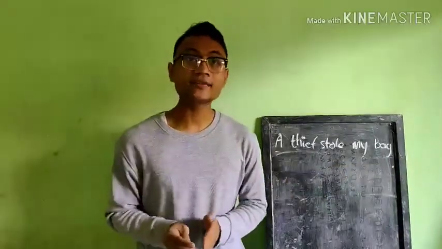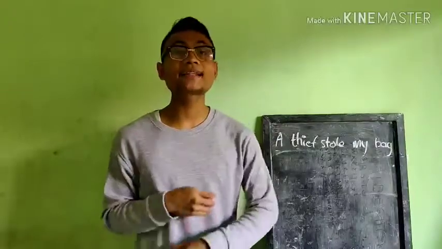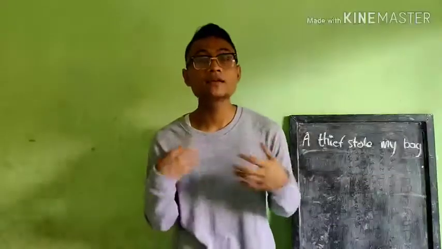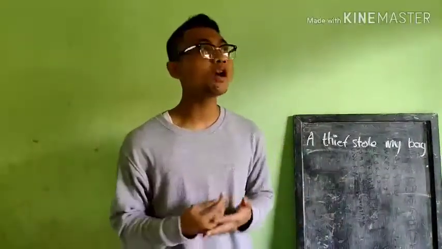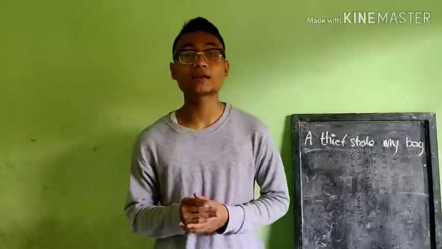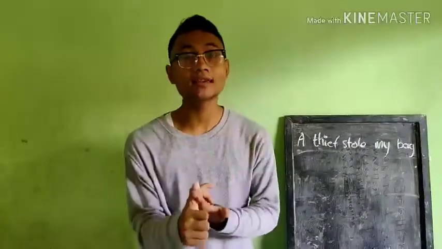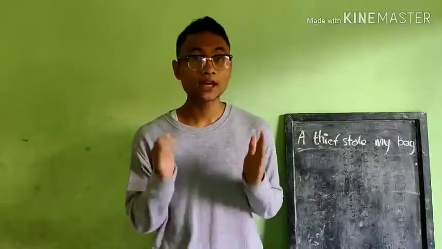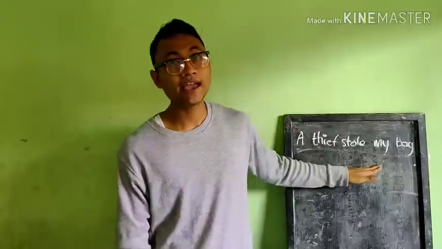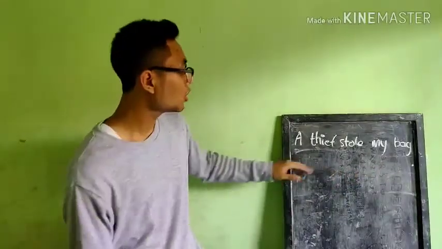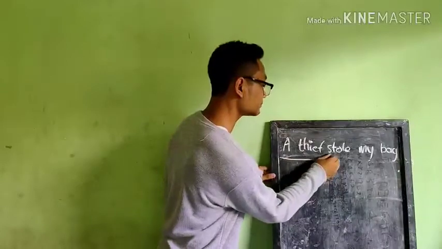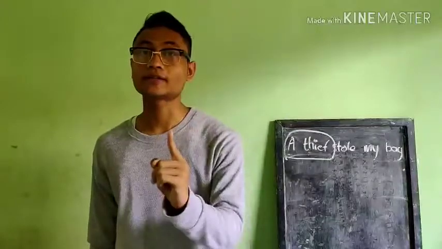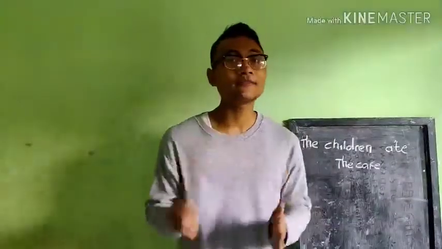We use the active voice when we want to place emphasis on the subject, the person or thing that is doing the action or causing an action. So in this sentence, the emphasis is on the subject. Now let's go on to the passive voice.